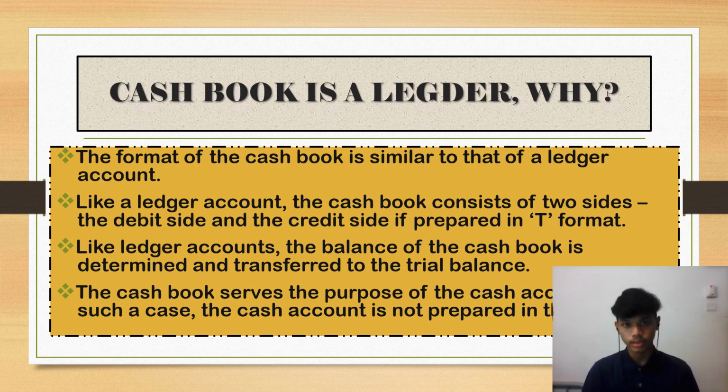The cash book is a ledger. Why? Because the format of the cash book is similar to that of a ledger account. Like a ledger account, the cash book consists of two sides, the debit side and the credit side, if prepared in T format. Like ledger accounts, the balance of the cash book is determined and transferred to the trial balance. The cash book serves the purpose of the cash account. In such a case, the cash account is not prepared in the ledger.